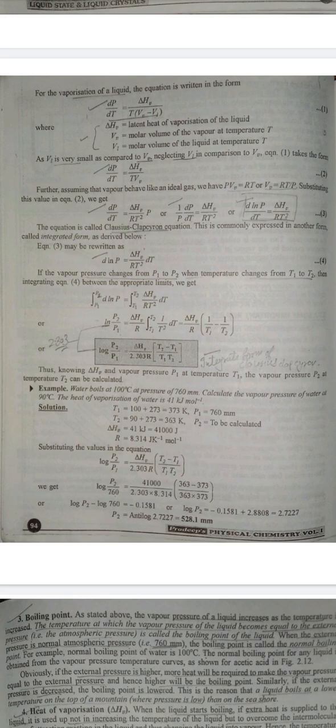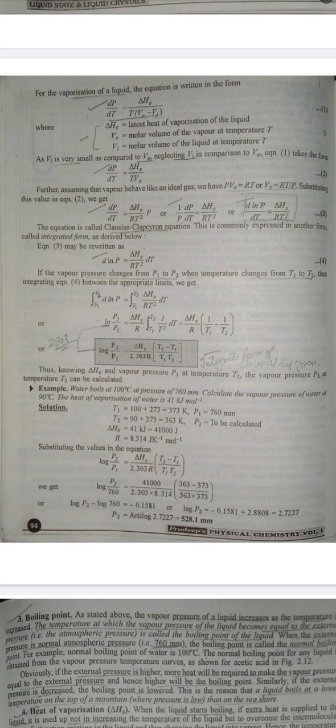For the vaporization of a liquid, the equation is written in the form dP/dT = ΔHv / T(Vv − VL), equation 1, where ΔHv is the latent heat of vaporization of the liquid, Vv is the molar volume of the vapor at temperature T, and VL is the molar volume of the liquid at temperature T. As VL is very small compared to Vv, neglecting VL in comparison to Vv, equation 1 takes the form dP/dT = ΔHv / T Vv.